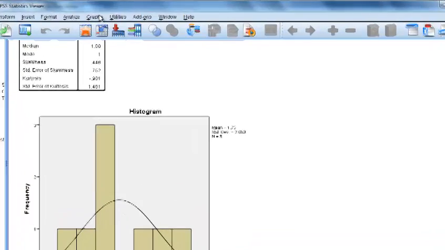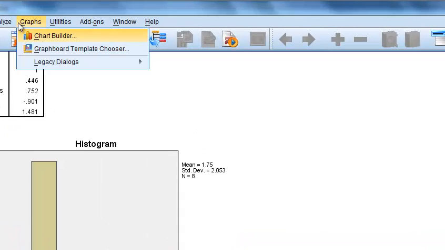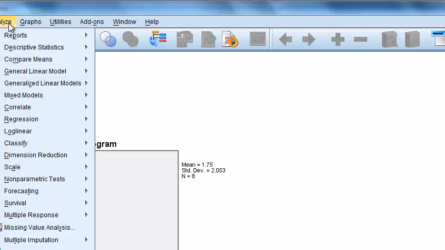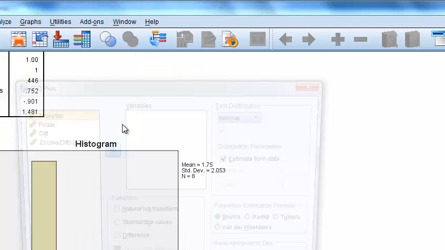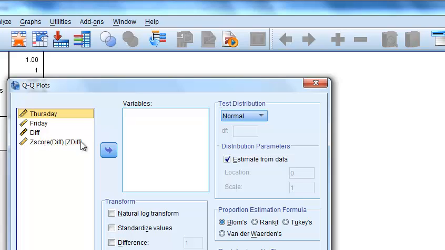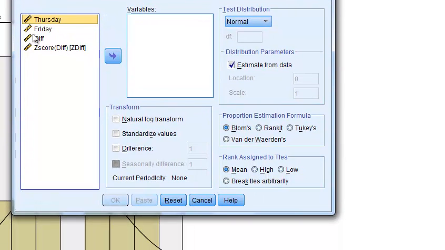Another way you can do it is to go to QQ plot, which you can find under Analyze, Descriptive Statistics, QQ plot, and plot that variable. And the distribution here is normal, diff, okay, and just look at what it looks like. If it's normal, it'll line up on this line. If you see some deviations from the line, then it's probably not normal.